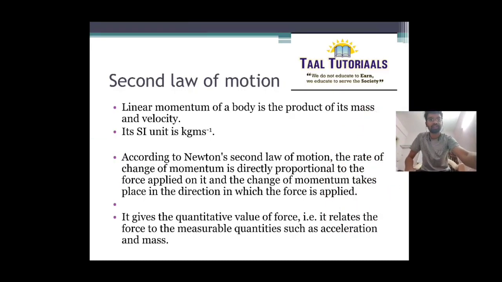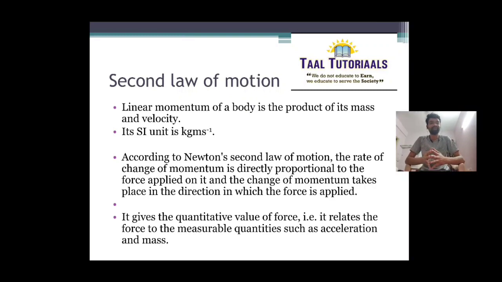Before understanding Newton's second law, see, it is a common experience that if two bodies of different mass are moving with the same velocity and are brought to rest in the same time, the force needed to stop the heavier body is more than that of the lighter body. Similarly, if two bodies of the same mass are moving with different velocities, then to stop them in the same time, the force needed for the faster moving body is more than for the slower moving body. Thus, the force needed to stop a moving body in a definite time depends both on the mass of the body and its velocity.